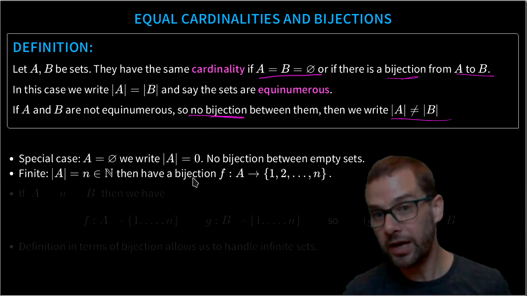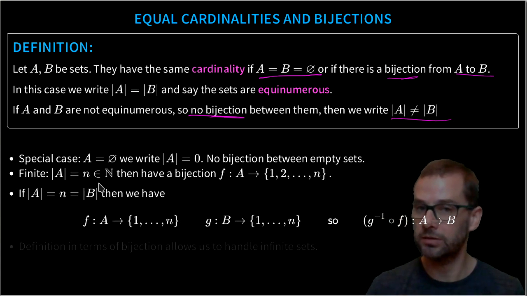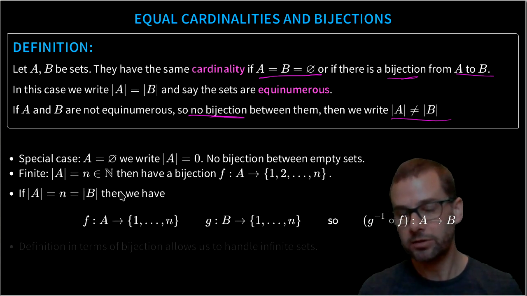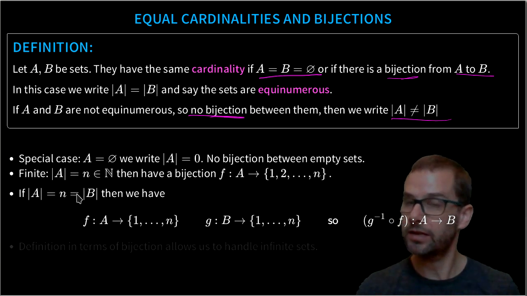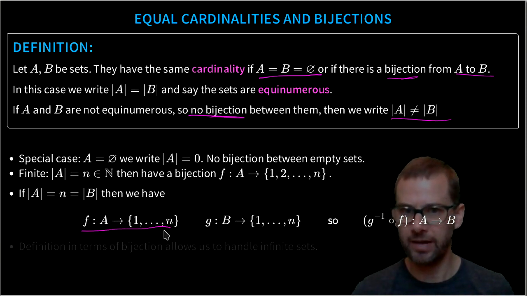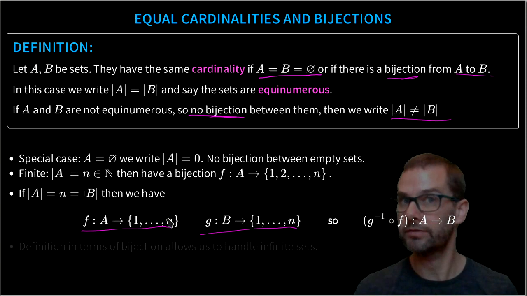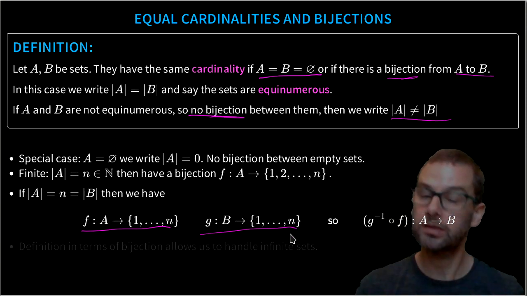And then, if we have two sets that both have the same size, being some finite natural number n, then we really have a bijection from A to 1, 2, 3, 4, 5, 6, 7, 8 up to n, and a bijection from B to that same set.